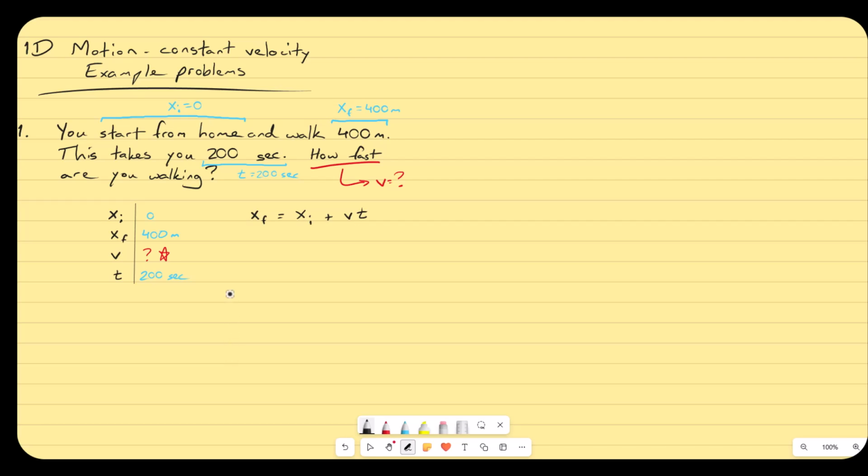We are looking for v. We have all the pieces we need other than that, so I will start substituting in. We know x initial is going to be 0, and we are saying x final equals 0 plus v, which we don't know, times t.